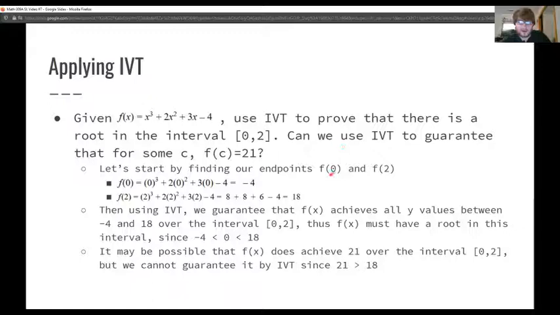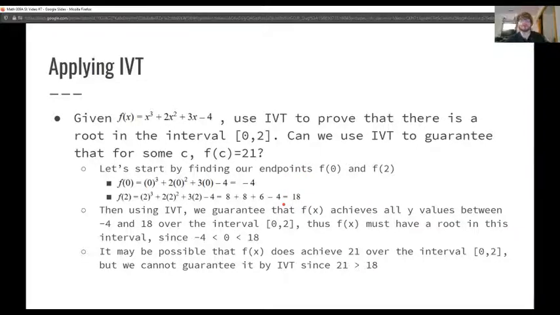In this case, we have f(0) and f(2). So we just do this by plugging in 0, right? So we plug in 0 here, these all zero out, and we're just left with minus 4, right? Here, f(2), we have 2 cubed plus 2 times 2 squared plus 3 times 2 minus 4, which equals 8 plus 8 plus 6 minus 4, which simplifies to 18.